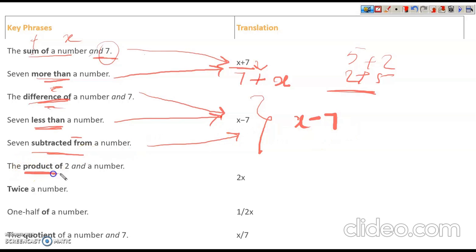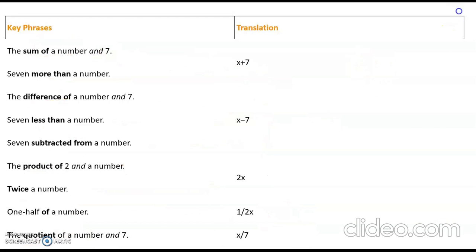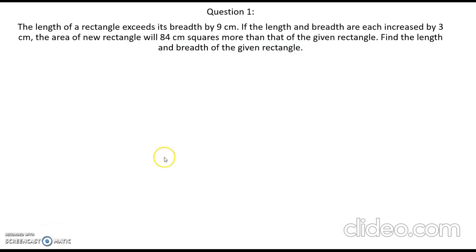Product of 2 and a number, that means multiply: 2 multiplied by x. Twice a number, again that means multiply. 1/2 of a number, again of means multiply. I'm sorry, I wrote it incorrectly, it should be here. Yeah. The quotient of a number and 7, quotient means divide: x divided by 7. Now I will show you some questions so that you will understand more clearly.